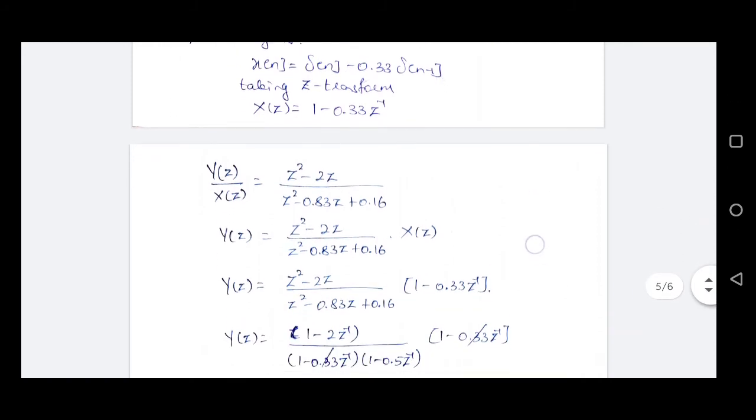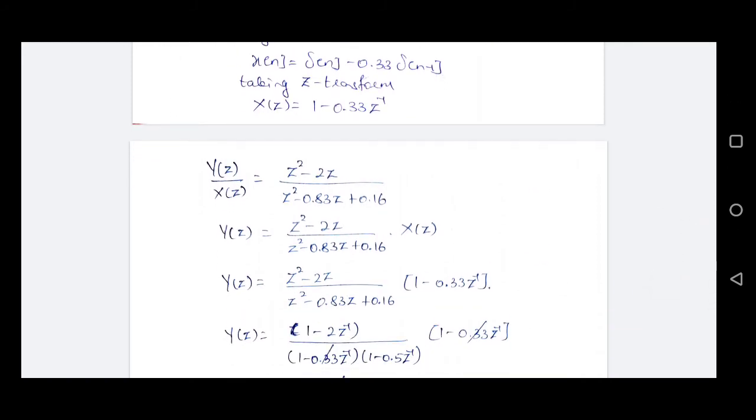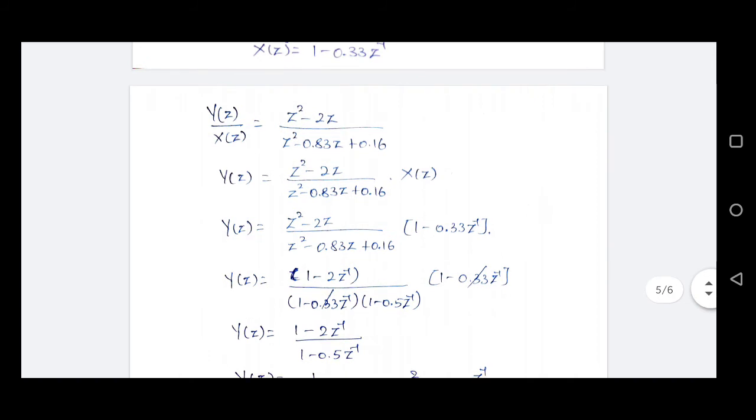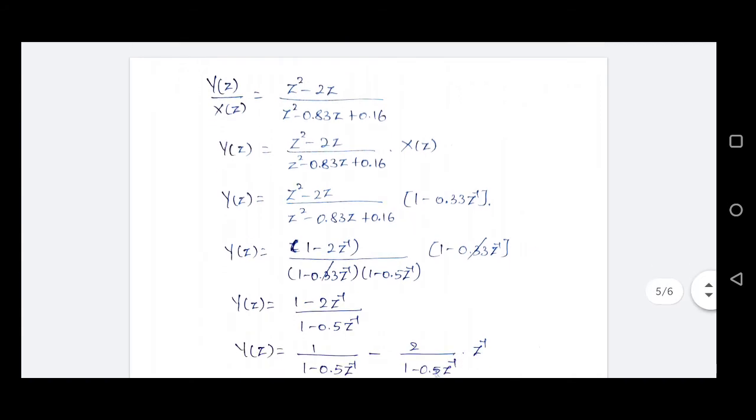Now taking the ratio Y of z divided by X of z will give us z square minus 2z divided by z square minus 0.83 z plus 0.16. Sending X of z to the other side, z square minus 2z divided by z square minus 0.83 z plus 0.16 will be multiplied by the value of X of z, which is 1 minus 0.33 z inverse. If we factorize the denominator, we'll get the roots as 0.33 and 0.5. So 1 minus 0.33 z inverse in the numerator and denominator will cancel.